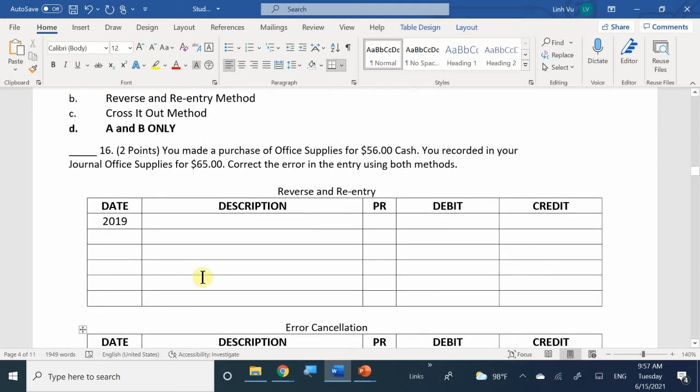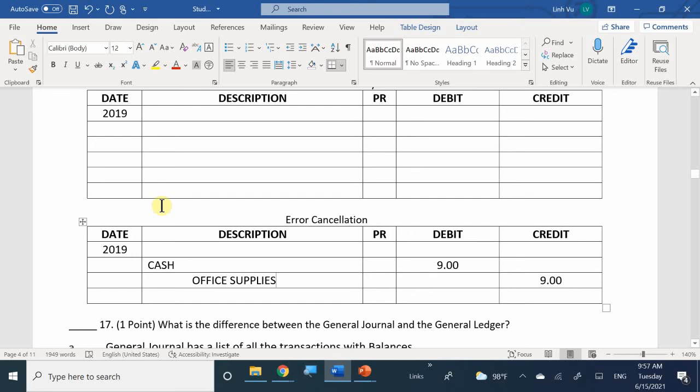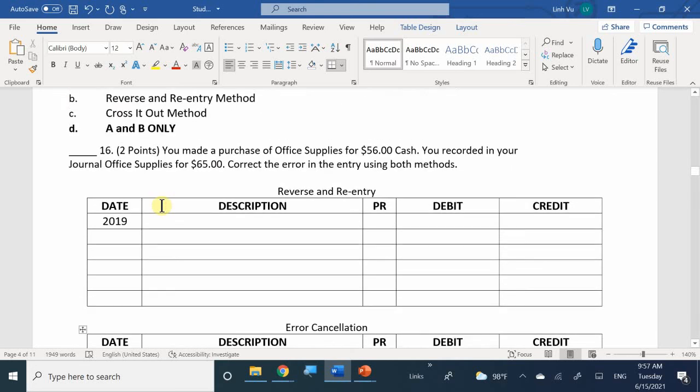But I understand what you're asking: why do you have to do both? You don't. You choose one or the other. He chose the error cancellation, which finds the difference between the two. But if I don't trust that method, then let's do the method where I reverse the transaction and re-enter it in the correct amount. So that would be cash for 65, and then office supplies for 65 also.